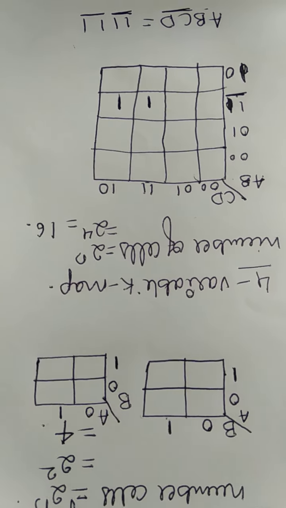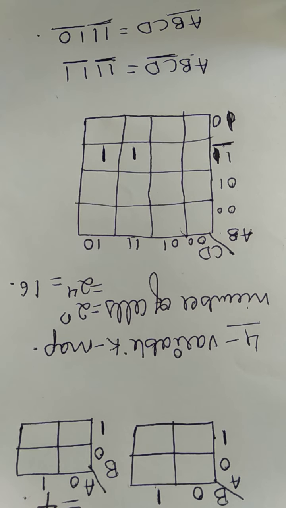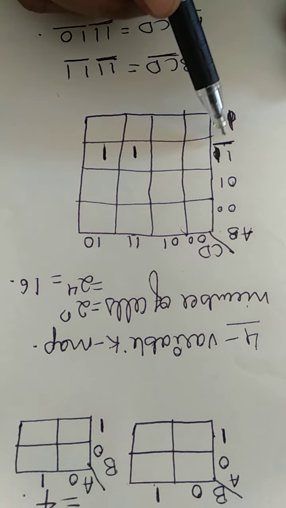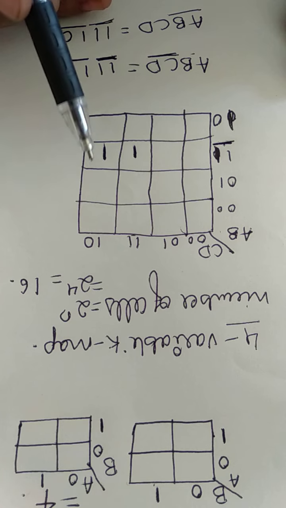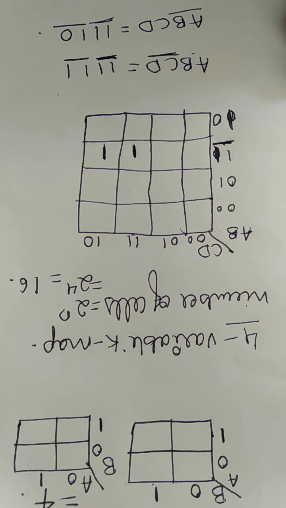And for the 4 variable K-map, the number of cells is 16. Then the combination of variables to produce cells, we have taken A, B, C, D. The same truth table we are following, that is 0, 0 and 0, 1, 1, 1, 1, 0. For example, they have given the value of A, B, C, D as 1, 1, 1, 1. Already I have shown that AB value is 1, 1, here is 1, 1, and CD value is also 1, 1. Then we have to see where it will come. There we have to write 1.